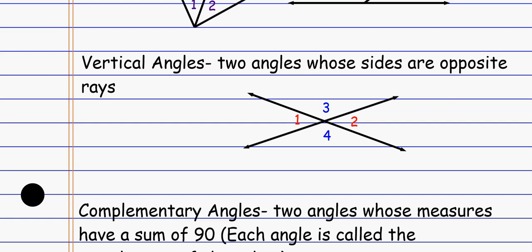So when we look at this one, angles 1 and 2 are vertical angles. Okay, and I'll often abbreviate vertical angles as just vert. All right, 3 and 4 are vertical angles as well. So angle 3 and angle 4.